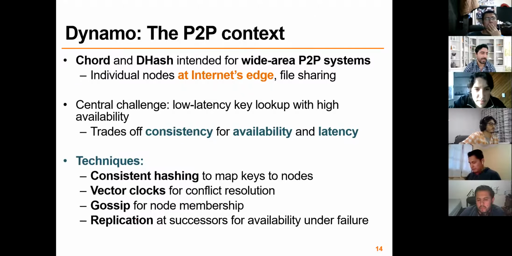And we want to do the replication at successors for availability and failure. That's what we did also in the peer-to-peer system that we were discussing. You don't want just one node to hold a particular key-value. You want that to be replicated in different nodes, so if one fails, you have another copy of it.